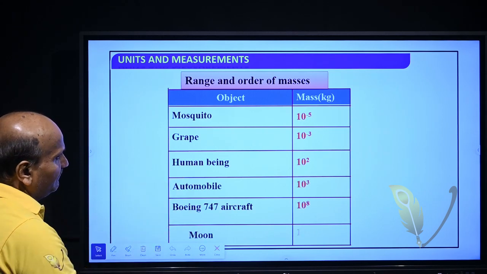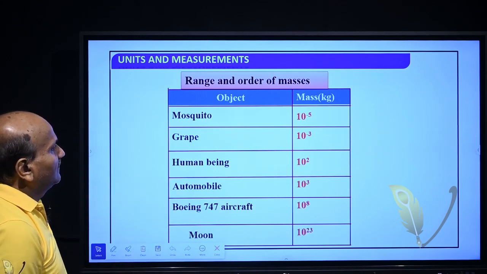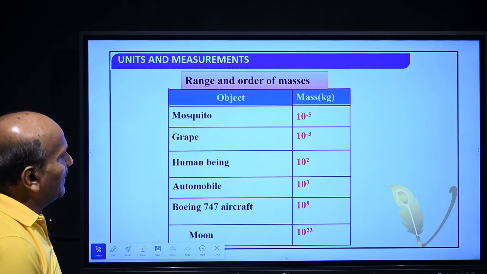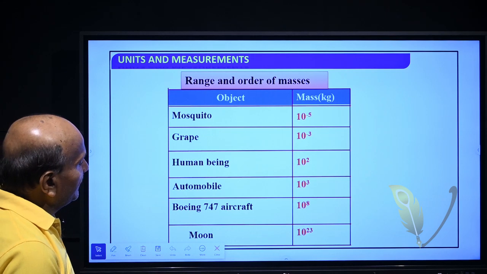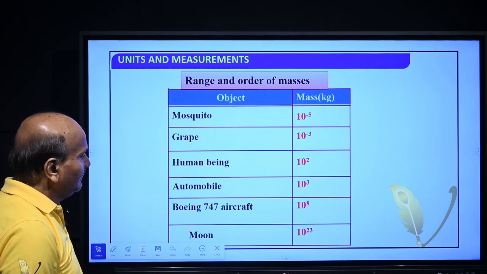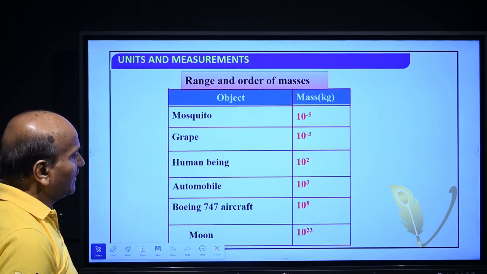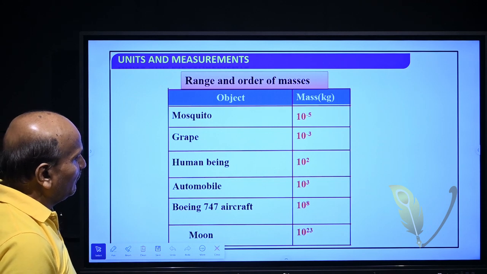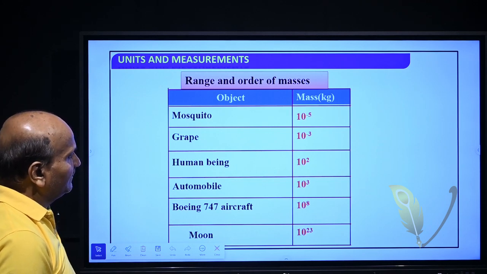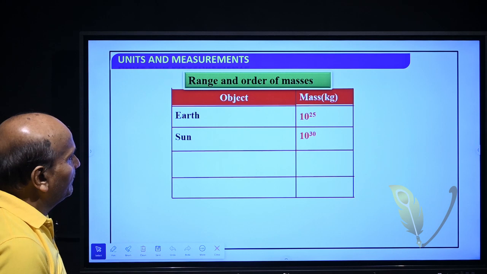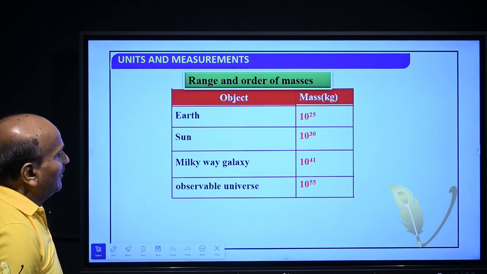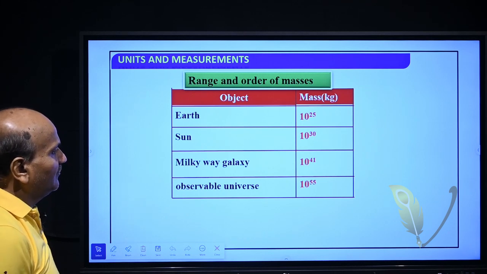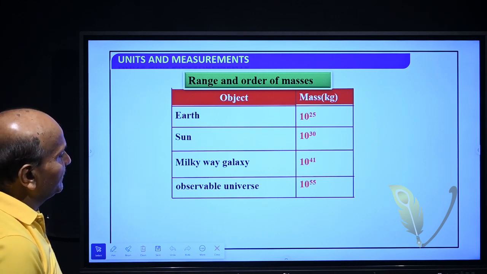Grapes are 10^-3 kg, human being 10^2, automobile 10^3, Boeing 747 aircraft 10^8, and the Moon is 10^23 kg. Earth is 10^25 kg, Sun 10^30 kg, Milky Way galaxy 10^41 kg, and the observable universe 10^55 kg.